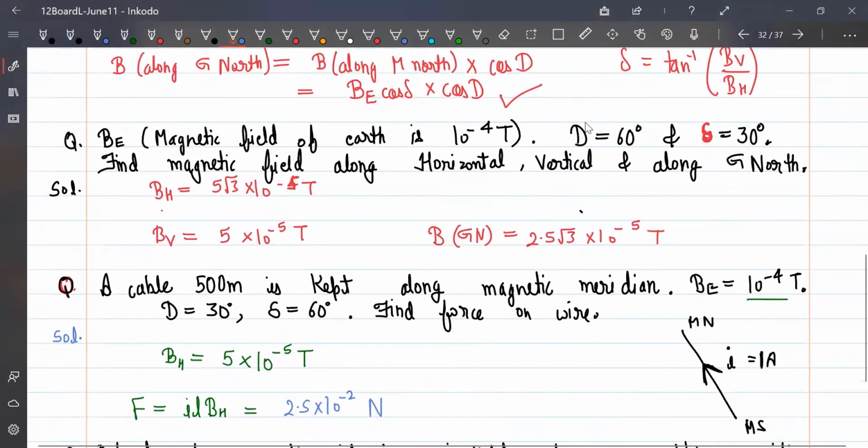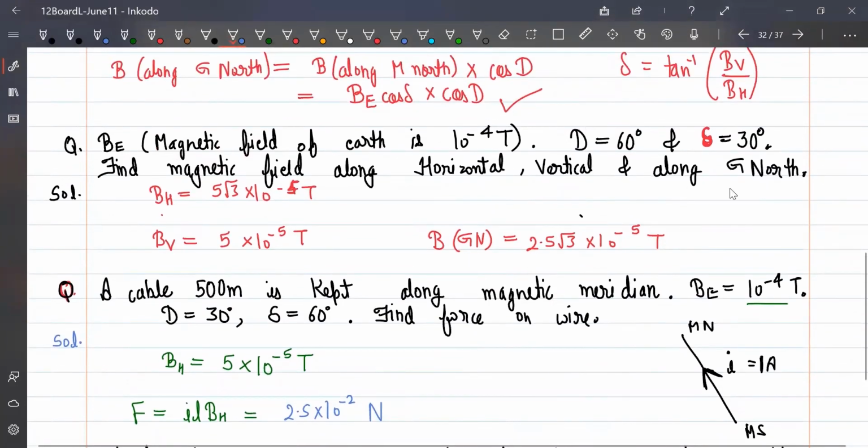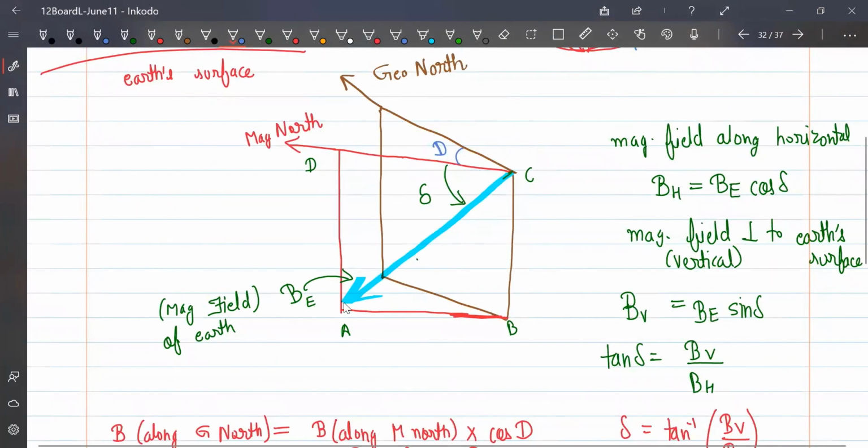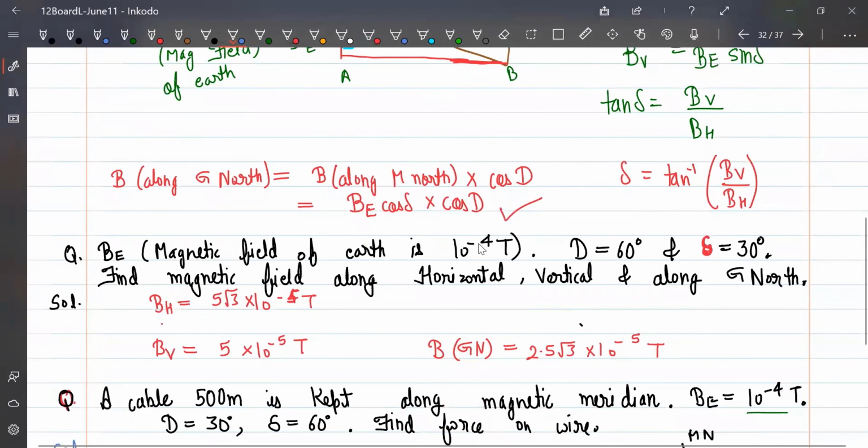Yes. Okay. So the net magnetic field is given. The value is 10 to the power minus 4 Tesla. So first you have to find the magnetic field along the horizontal. For the horizontal, you have to take the component of the net magnetic field along the magnetic north. Magnetic north and geographic north are both horizontal directions. But what will the net horizontal be? That is BE cos delta. So BE is this, and cos delta will be cos 30, that is root 3 by 2.